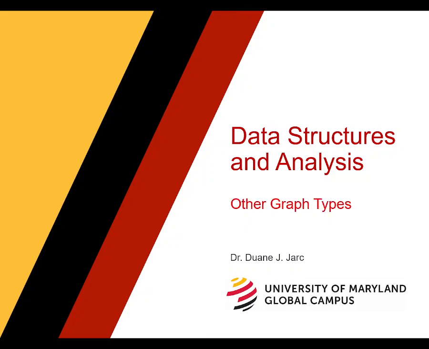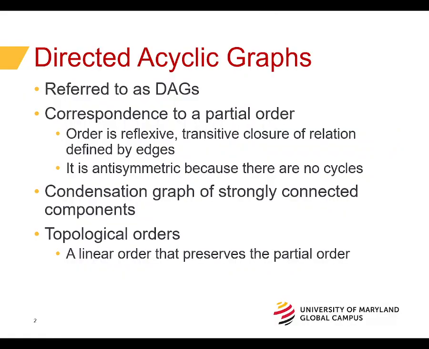We have already seen that graphs can be either undirected or directed, but there are other variations as well. Directed graphs that have no cycles are one variation. Graphs whose edges have associated weights are another. We begin with the directed acyclic graphs. Such graphs are often referred to with the acronym DAG.